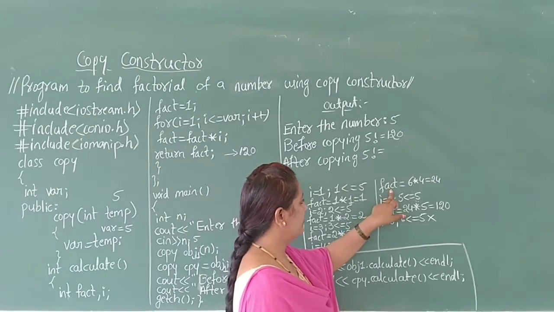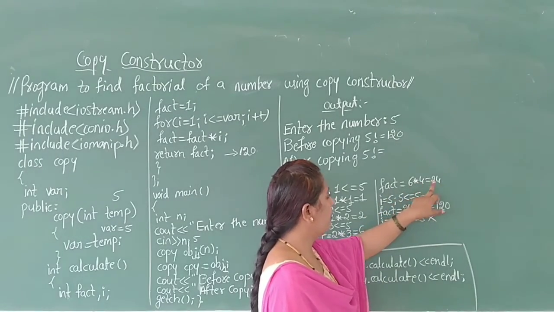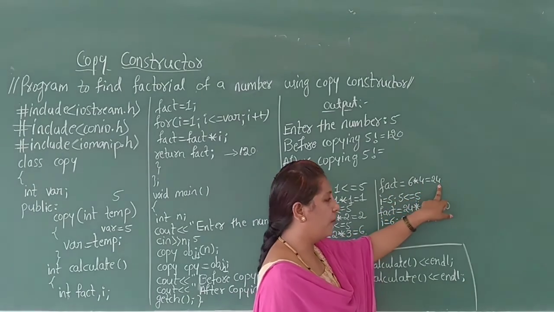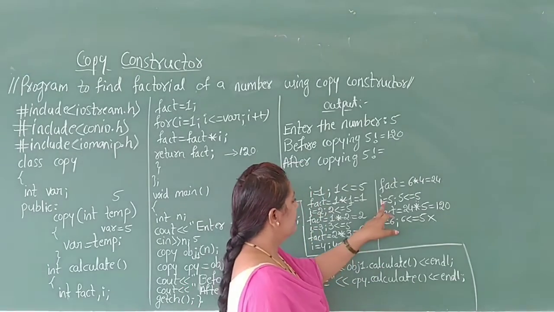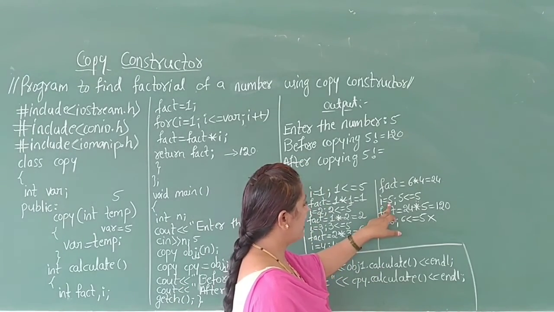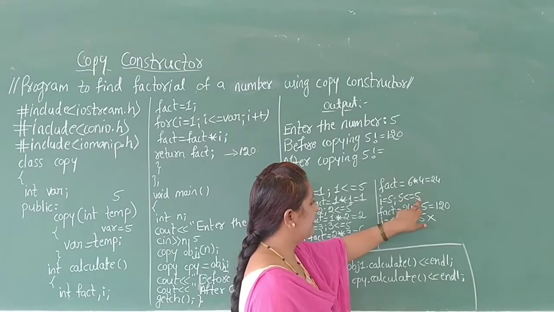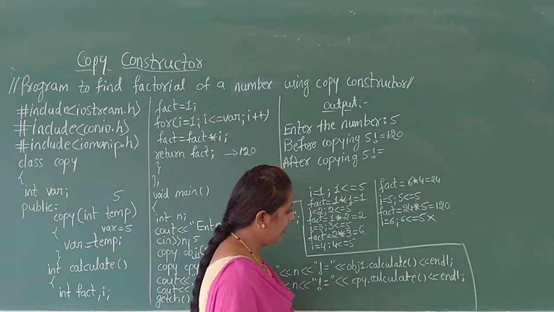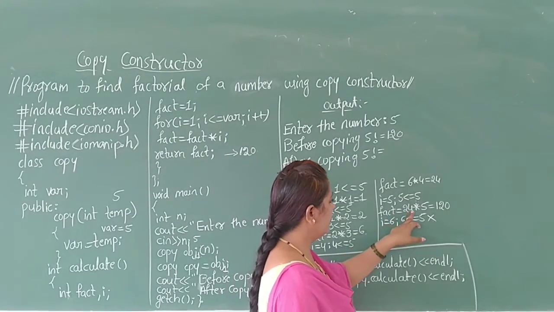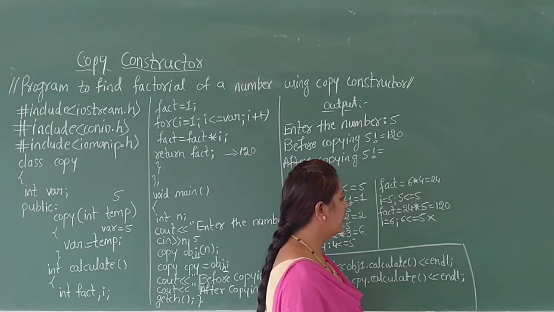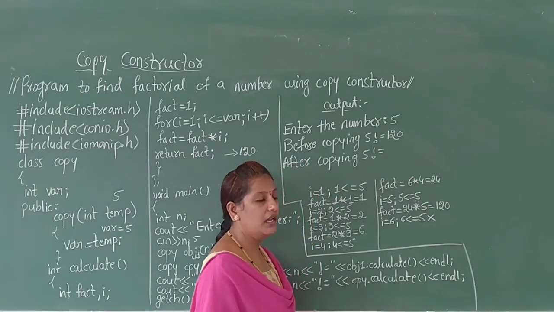Then again it calculates the fact value. 6 into 4, that is 24. Next, I is incremented by 1 unit. Then the I value is 5. 5 is not less than 5 but it is equivalent to 5. Then again it calculates the fact value. The fact is equal to 24 into 5. The 120 value is stored in the variable fact.